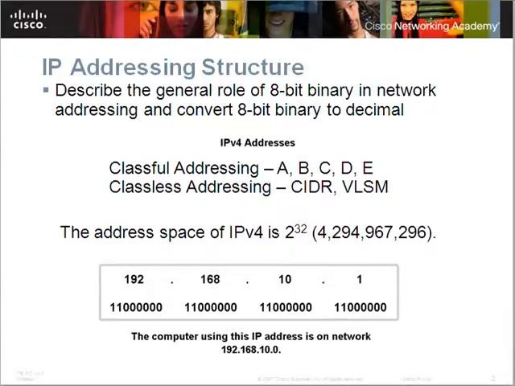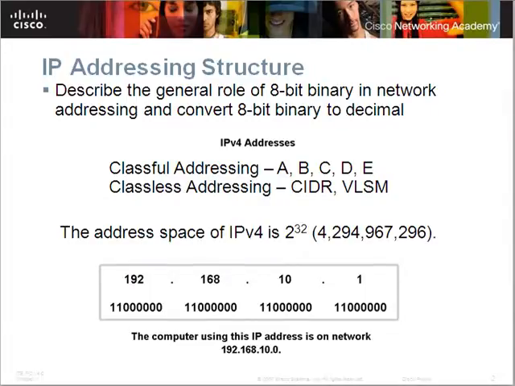Since it's a 32-bit binary number, the address space of IPv4 will be 2 to the power 32, that's 4294967296, the total number of IP addresses available. But we cannot use all of them. We'll discuss later why. This is a number, 192.168.10.1. This is an IP address which belongs to a network, the network 192.168.10.0. What is a network, what is an IP address, all those things we'll discuss.